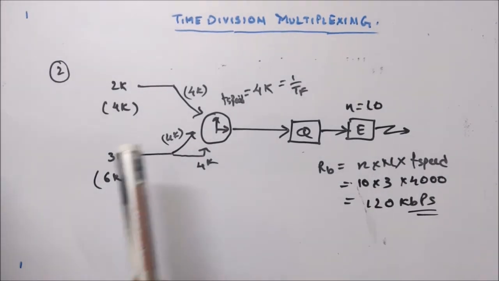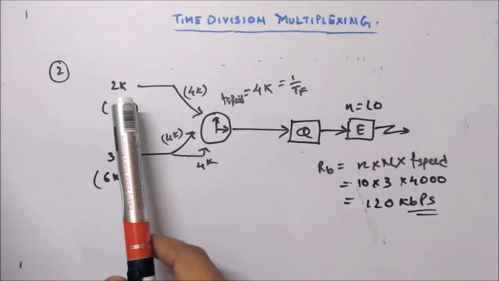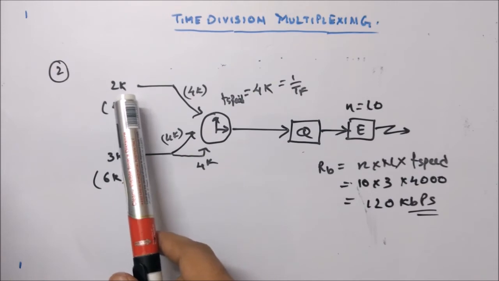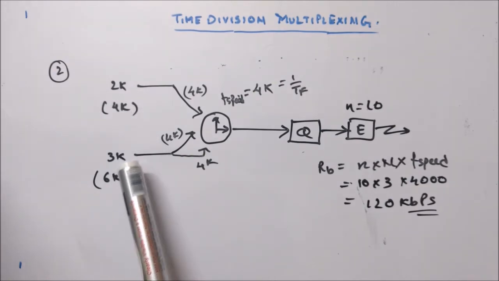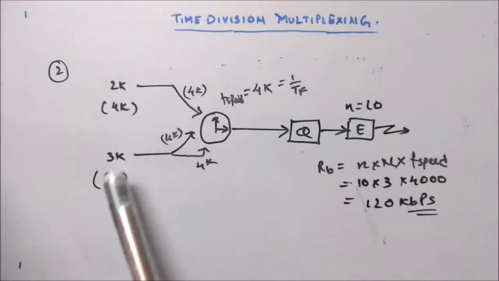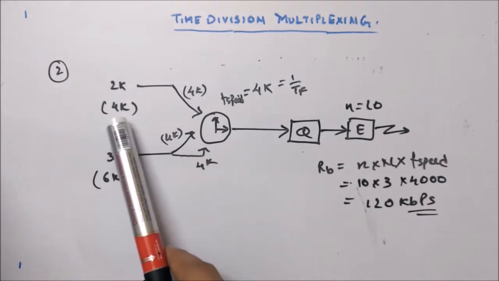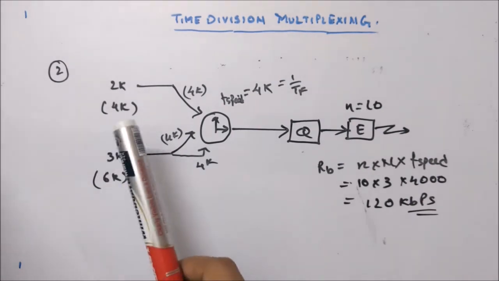Let's look at the second example. You can see there are 2 messages. First is band limited to 2 kHz, second is band limited to 3 kHz. So their Nyquist rate will be 4 kHz and 6 kHz. Out of these 2, this is the least one. We will prefer case 2.